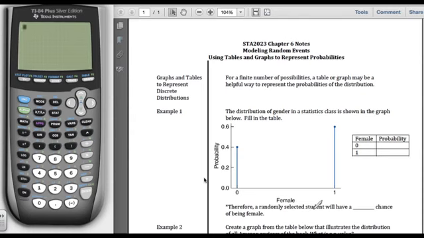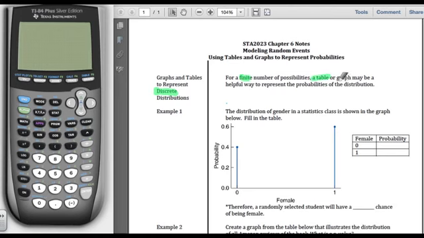Next up, we're going to look at some ways to display and analyze the data that we talked about in the previous video. It says, for a finite number of possibilities, a table or graph may be a helpful way to represent the probabilities of a distribution. And we're talking about discrete variables here, because if it's a continuous variable, you have an infinite number of possibilities between any two data points. So if it's going to be finite, it has to be discrete.